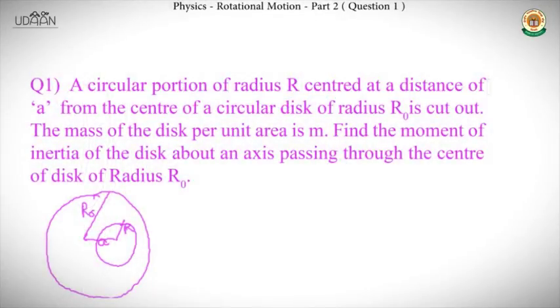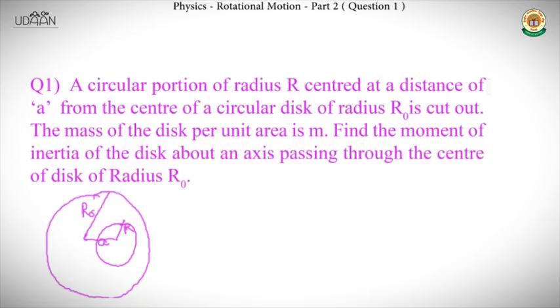Let's start with question number 1. A circular portion of radius r centered at a distance of a from the center of a circular disk of radius r0 is cut out. The mass of the disk per unit area is m. Find the moment of inertia of the disk about an axis passing through the center of disk of radius r0.